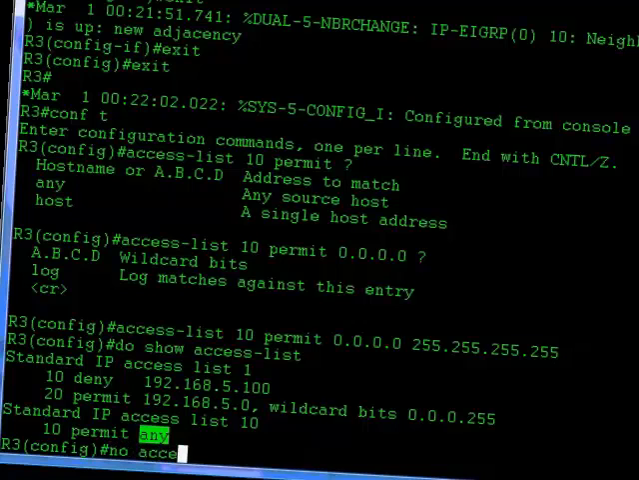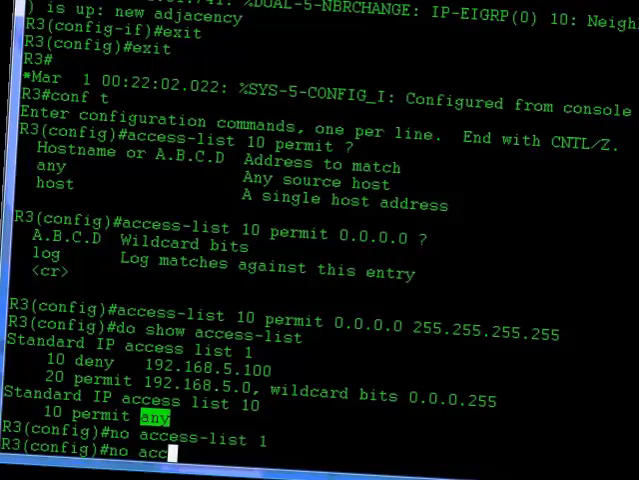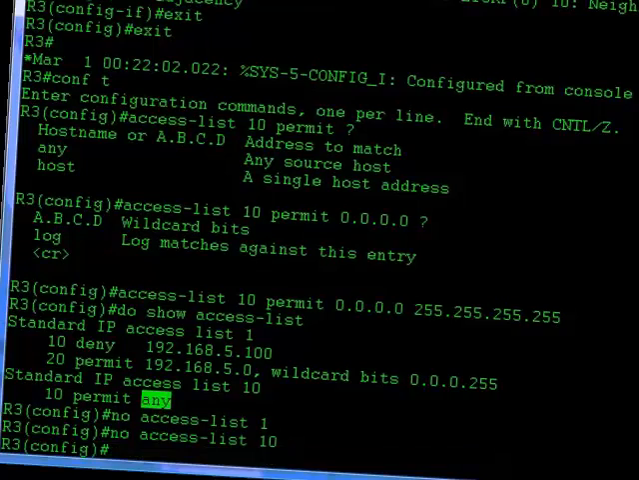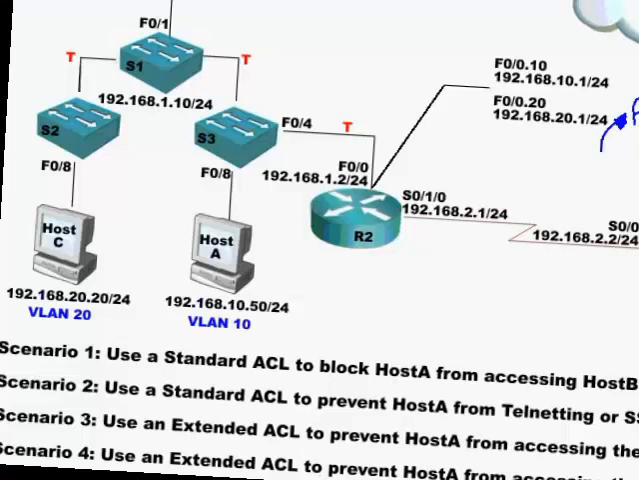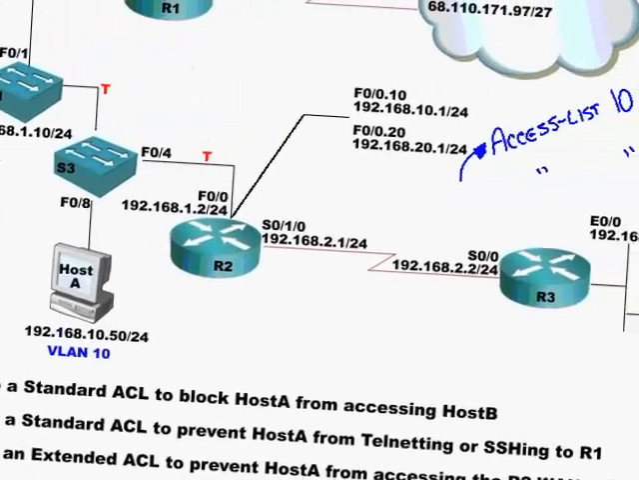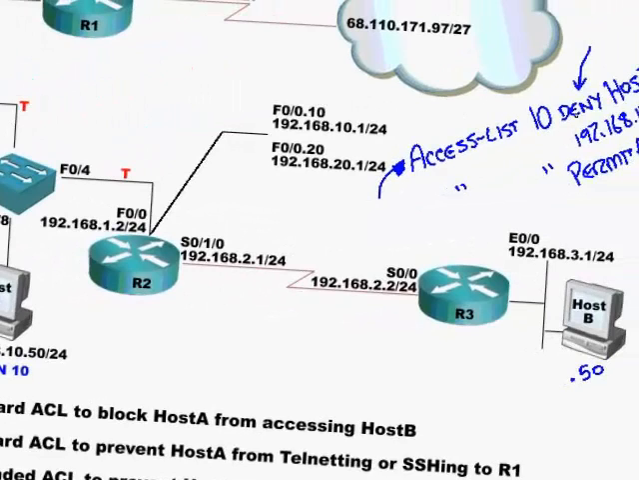So next, Jeremy deletes the access list, both of them, 1, and then he deletes access list 10, because he wants you to visualize something. Where is it going to be applied and what direction? This is something that you should be able to see in your mind and draw out on paper before you apply it, because once you apply it, it sticks.